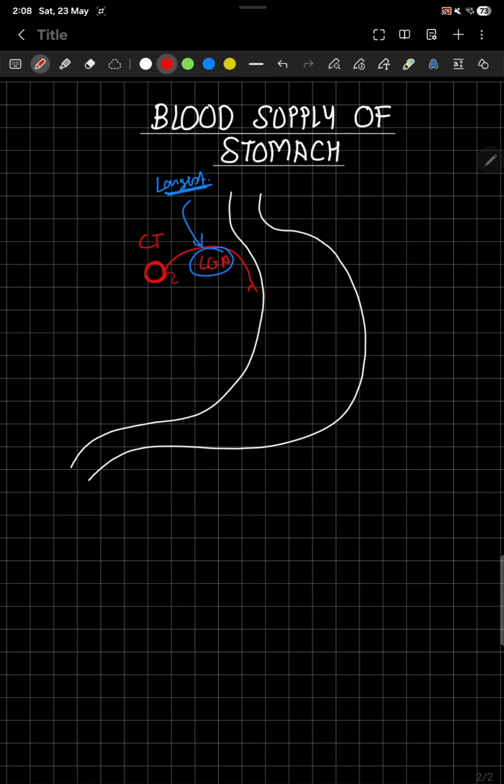The celiac trunk then gives off a branch called the common hepatic artery, which then divides into the proper hepatic artery and the gastroduodenal artery. This proper hepatic artery gives off a branch called the right gastric artery, which in combination with the left gastric artery supplies the lesser curvature of the stomach.